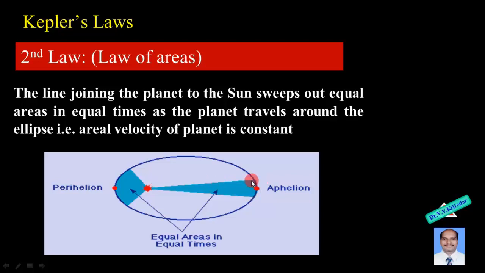If we calculate the shaded area here, and consider another situation, when the planet is nearer to the sun, then we find that the radius is smaller. So in order to keep the area constant, it has to move faster. In short, the planets move slowly when they are far away from the sun, and they move faster when they are nearer to the sun, so that the area swept out in a given time interval remains constant.